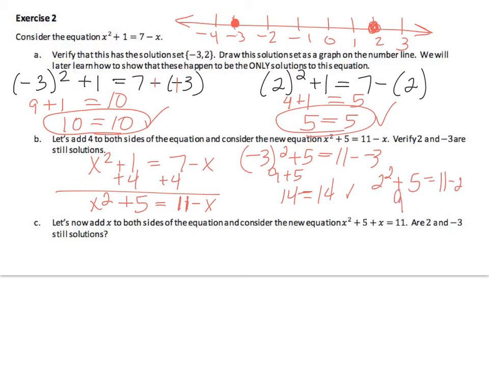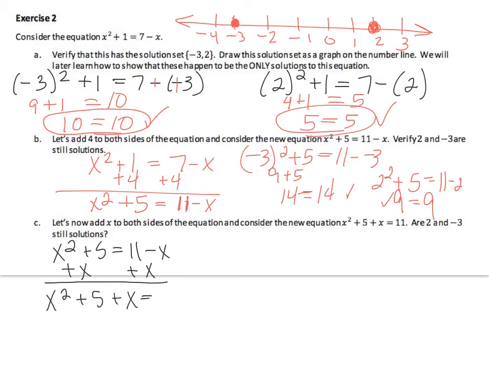4 plus 5 is 9. 11 minus 2 is also 9. So I just verified it. All right, let's take that equation again and add x to both sides. And we'll get the new equation, x squared plus 5 plus x equals 11.